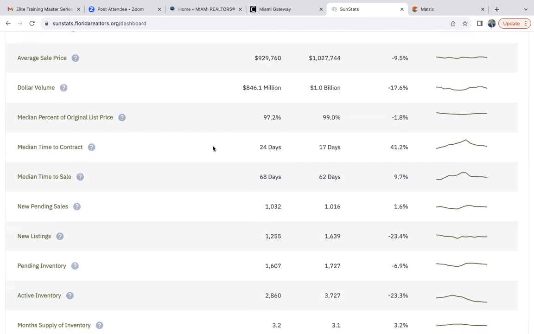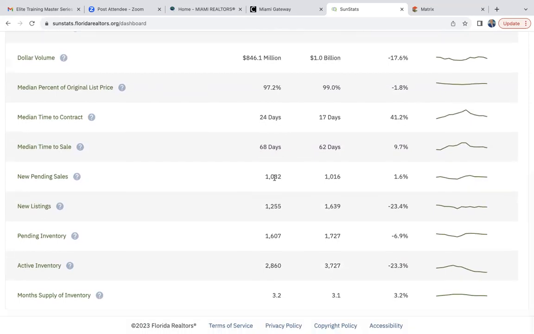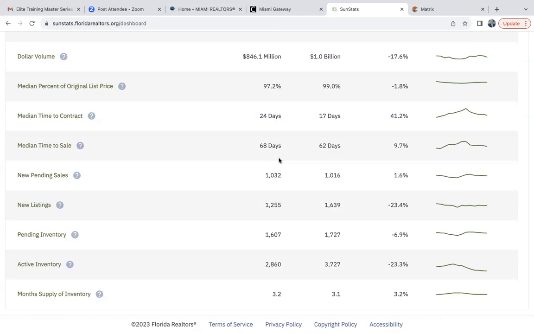Median days to contract is 24 days. Median days to closing is 68 days. This is up 41%. This is up 9.7%. So once again, they're taking longer to sell, right? You're taking 24 days to receive an accepted contract on the property, and a little bit over 2 months to close on the property. And both of those numbers are up.